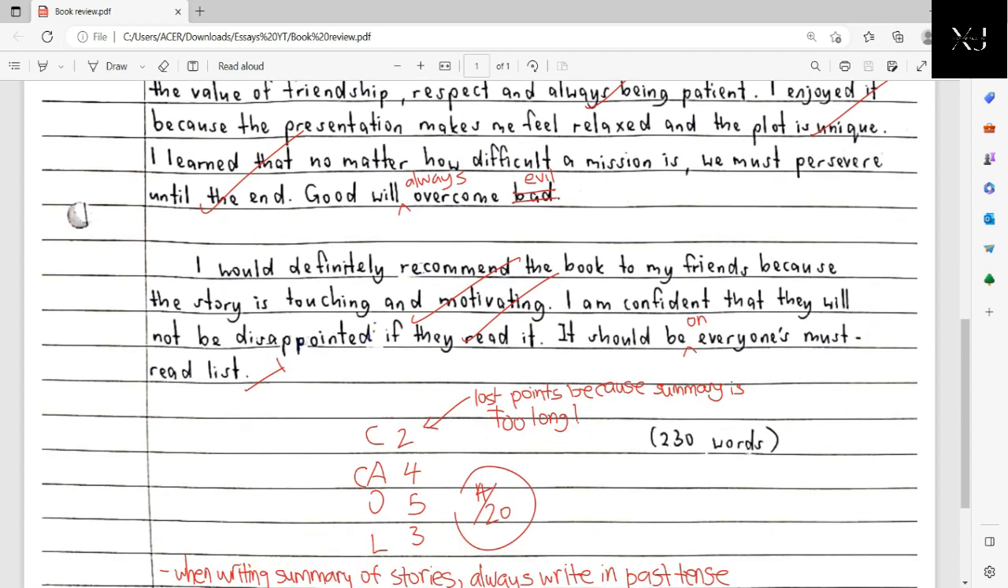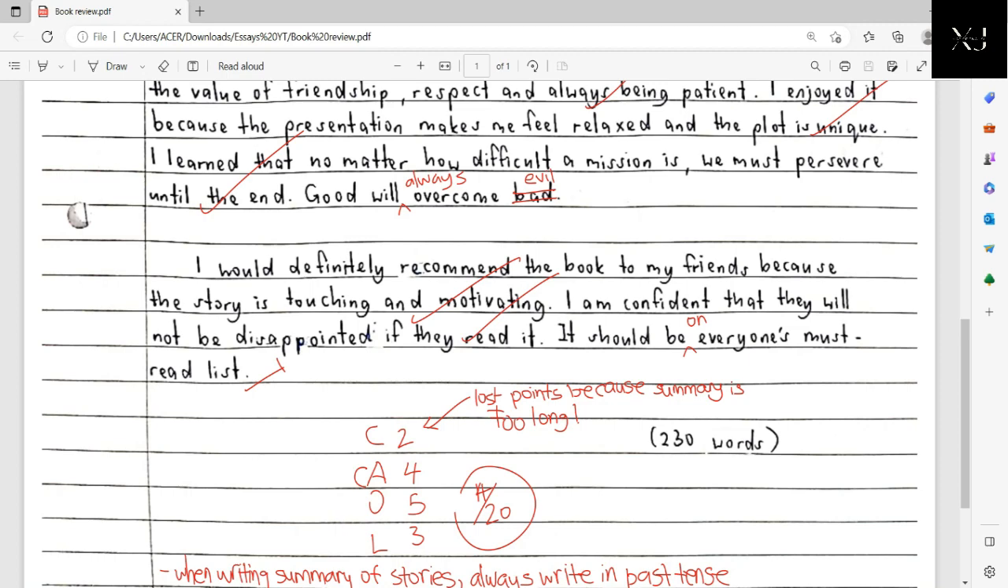Okay, and then I would definitely recommend. If you remember, for SPM candidates, one of the requirements you're supposed to write under your book review, the last part, is whether you recommend this book to anyone. So obviously you can keep it short. I would recommend the book to my friends because the story is touching and motivating. If you have not enough words, I'm confident that they will not be disappointed if they read it. It should be on everyone's must-read list. Okay, her conclusion, fantastic. Nothing for me to pick on. I thought it was great.